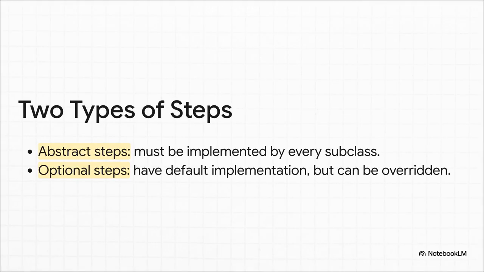Now, the real flexibility here comes from how these steps are defined. They basically come in 2 flavors. First up, you have your abstract steps. These are the mandatory parts. Every single subclass has to provide its own version of these, like the specific code to parse a PDF. Then you've got optional steps. These come with a default implementation, a fallback, but a subclass can choose to override it if it needs to do something a little different.